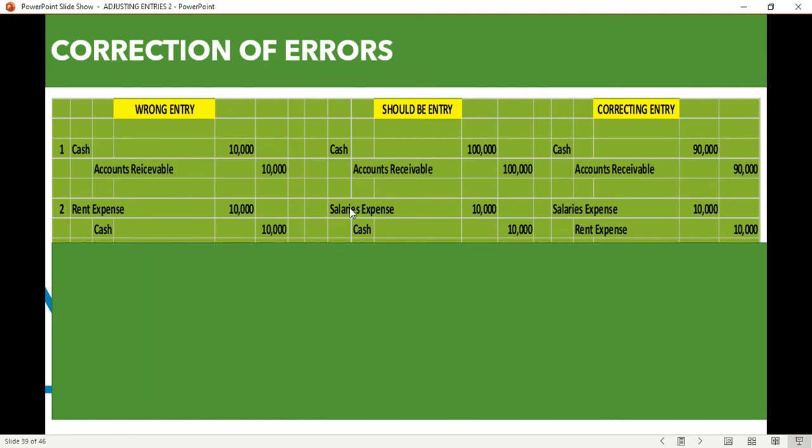So that's why we debit salaries expense. This is the correct one. And close rent expense. Since it's debited, to close it, we credit it 10,000. So again, your correcting entry is debit salaries expense 10,000 and credit rent expense 10,000.